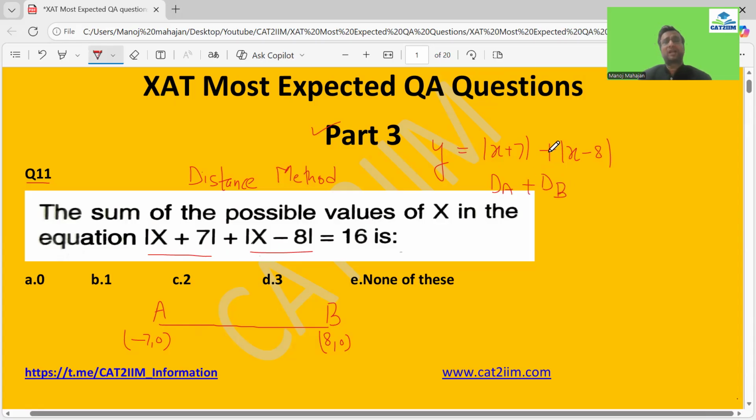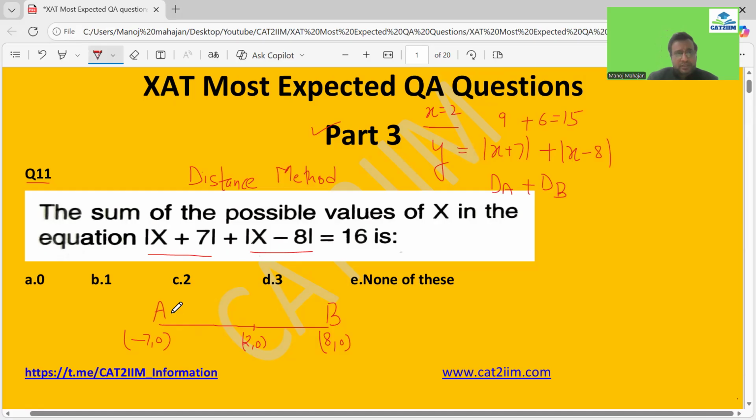Let me use any value of x first. I'm putting x as 2. So this would be 2 plus 7, that is 9. 2 minus 8 would give me minus 6, and the modulus is 6. So I get 15. The same thing we can do with the distance method also. Let's pick up the point 2 comma 0 on the number line, since I have put x as 2.